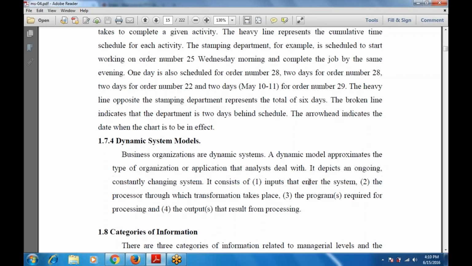It consists of inputs that enter the system, and a processor through which the transformation takes place. So one is the input, then the processor, then the program that is required for the processing, and the output that results from the processing. So these are the four parts of the dynamic system model. The first part is the input, we are giving the input. Then the next one is the processor, that is processing, and after the processing there is the output.